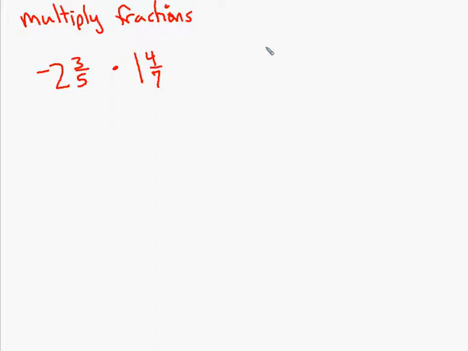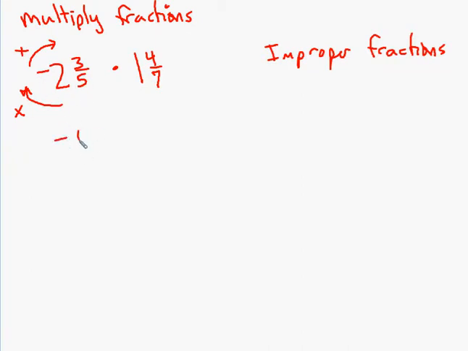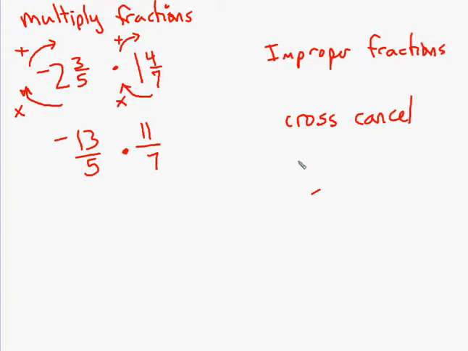Okay, so the first thing is we want improper fractions. So how do I make these improper? Multiply the whole by the denominator, add it to the numerator, so we get negative 13 over 5. We just keep that negative. Again, we'll multiply and then add to our numerator, and we get 11 over 7. And then we'll check for cross cancel. And because I made up these numbers, there is no cross cancel. Cross canceling saves us the step of reducing. But we always want to reduce our fractions.